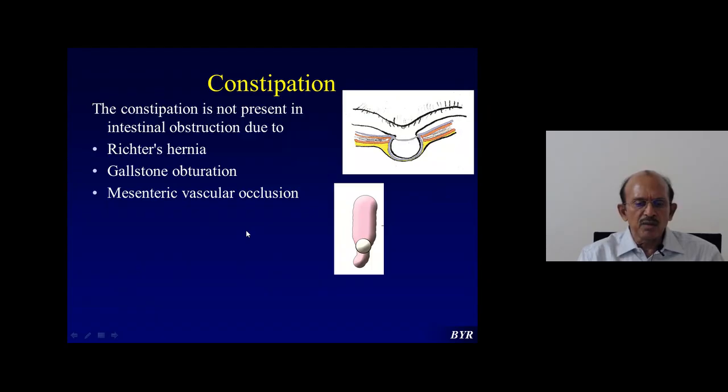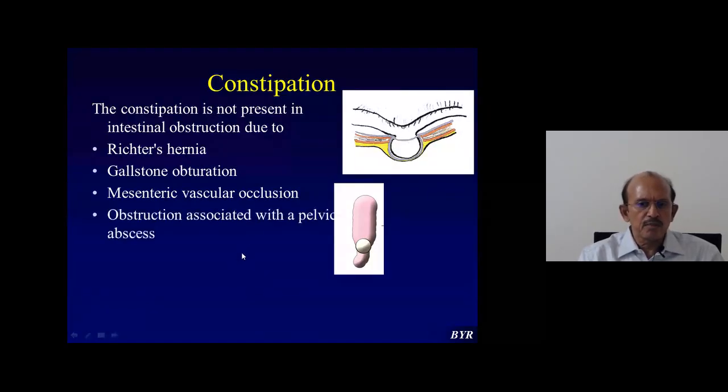In mesenteric vascular occlusion, because there is no luminal obstruction, there will be passage of flatus downwards.